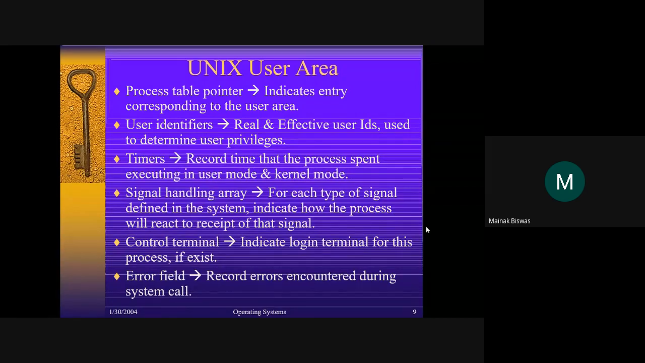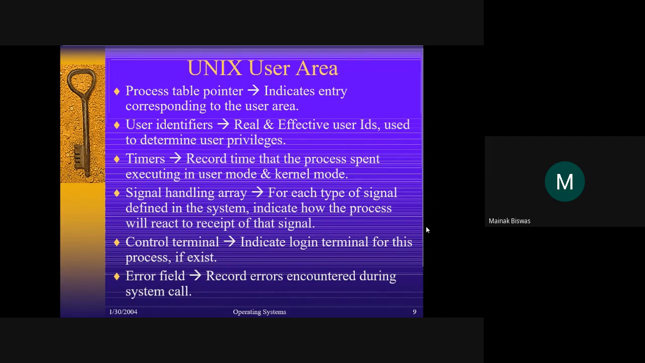Signal handle area. For each type of signal defined in the system, it indicates how the system will react on receipt of that signal, right? There are many kinds of signals defined in the system, for example a spike in the CPU or a spike in the heat of the system. So there are various types of signals, and this can be used to indicate how the process will react to the receipt of that signal.